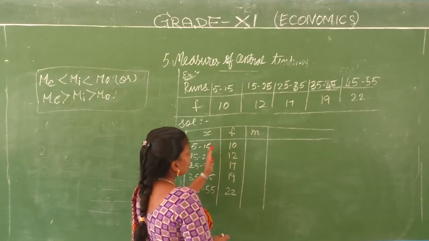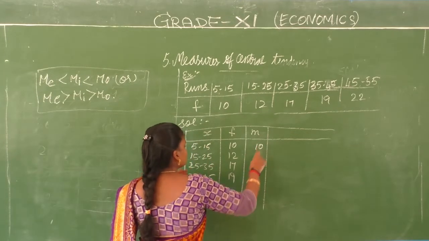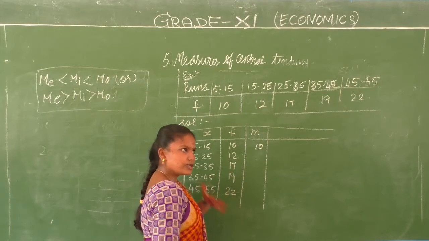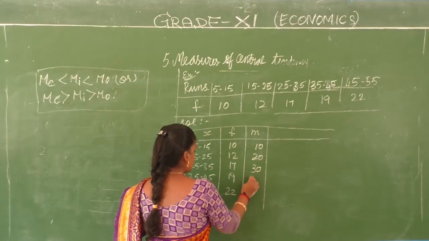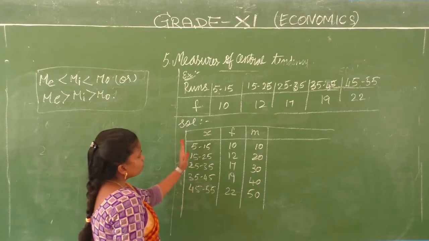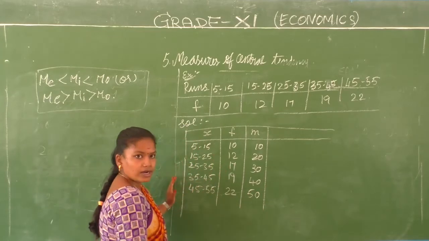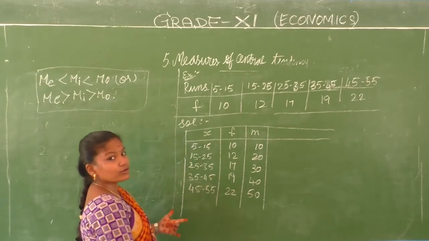5 to 15, what would be your mid value here, children? 5 plus 15, 20. 20 divided by 2, 10. Easy. 15 plus 25, 40. 40 divided by 2, 20. Then 30, 40. Right? You just add the upper class limit and lower class limit and divide by 2. You get your mid value. Now what do you have to do?